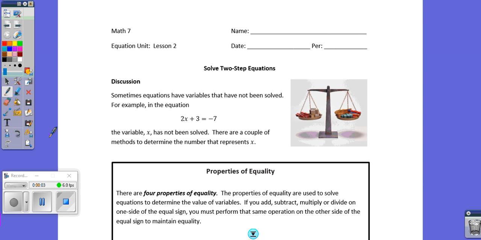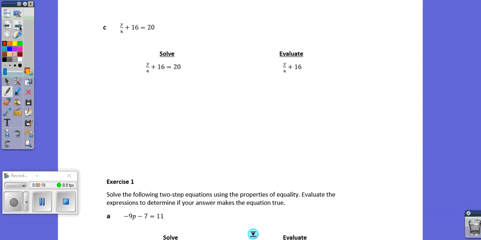Hello. The purpose of this video is to learn how to solve two-step equations. Earlier in the lesson, we had gone over the examples, so I'm just going to be focusing on the exercises in this video. So I'm going to skip the first couple questions and I'll just jump right to exercise number 1.